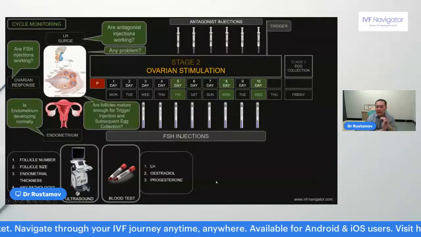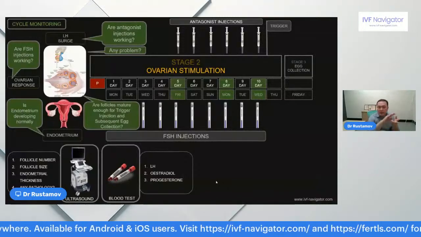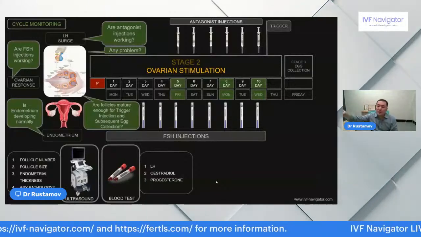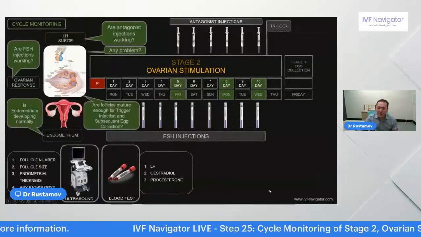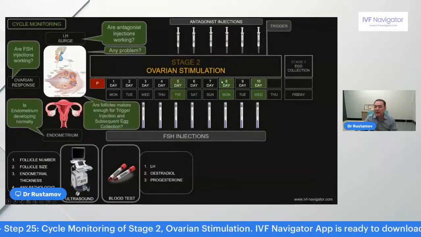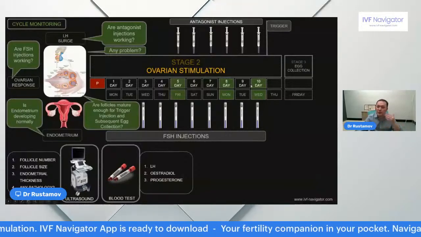So here we want LH to be very low, progesterone to be low, and we want estradiol to gradually increase every time we do cycle monitoring bloods. So normally, once you start the monitoring of the cycle, maybe you start on day 5, day 6, or day 7, then you should monitor the cycle until you do the trigger.